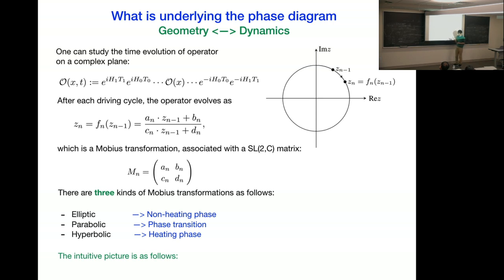You can find, okay, in the Floquet CFT here, there are in total 3 kinds of Möbius transformation, called elliptic, parabolic, and hyperbolic. There are only 3 kinds of Möbius transformation. So they correspond to the non-heating phase, and the phase transition. Here is simply the formula. The intuitive picture is as follows.